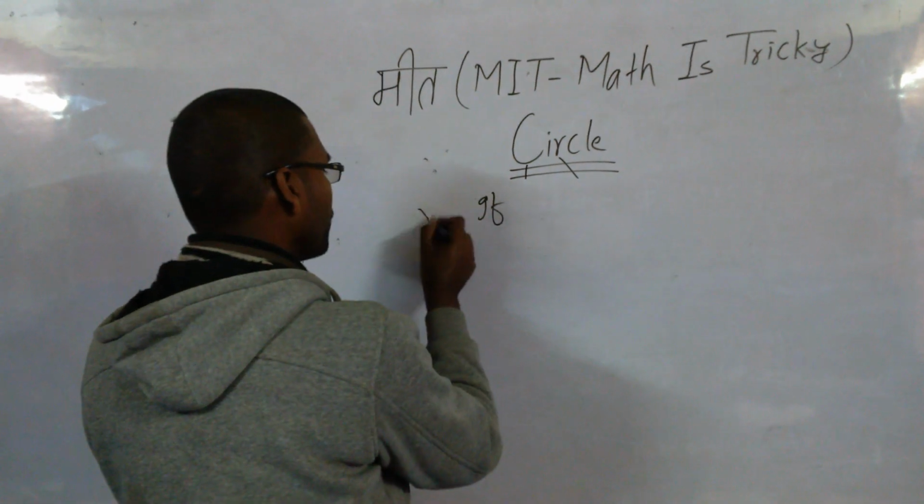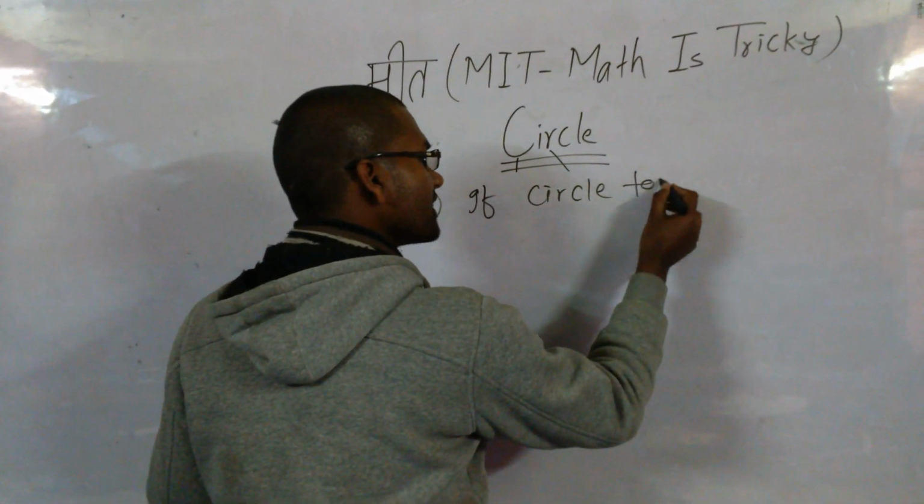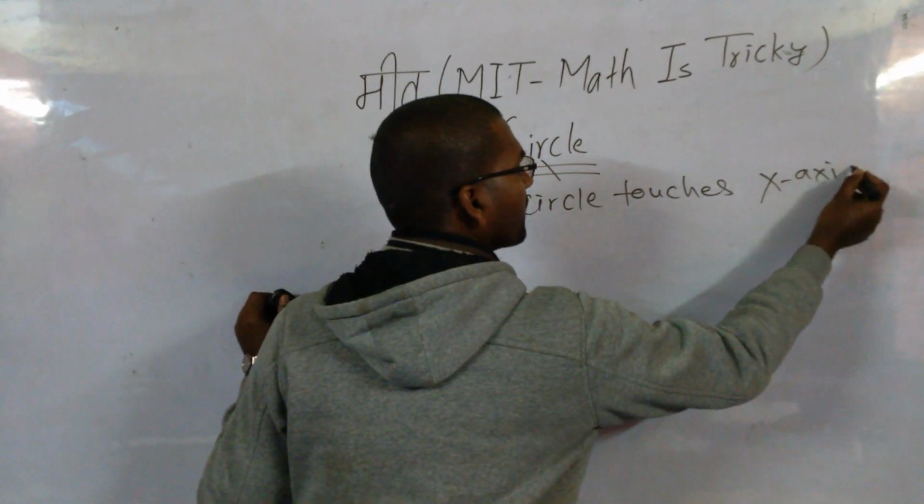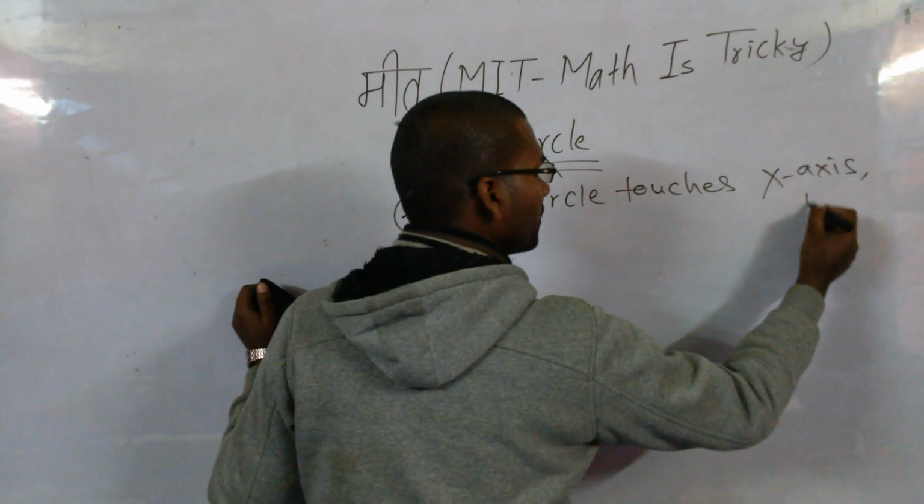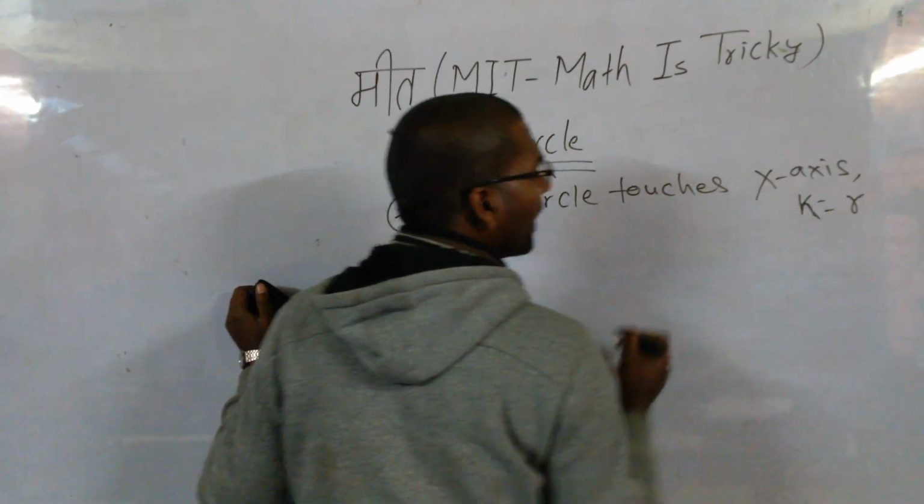note down here some points you have to remember. If the circle touches the x-axis, you remember that k will be equal to r.